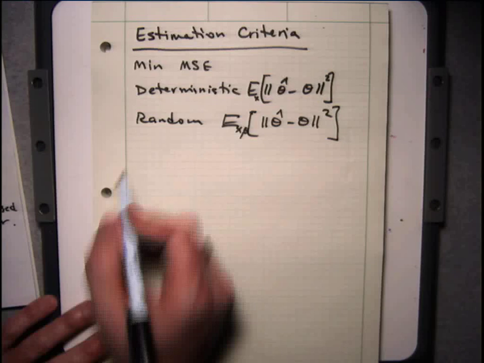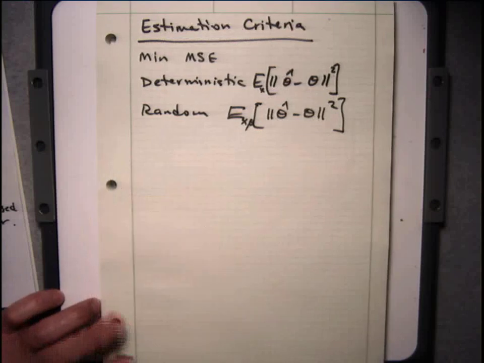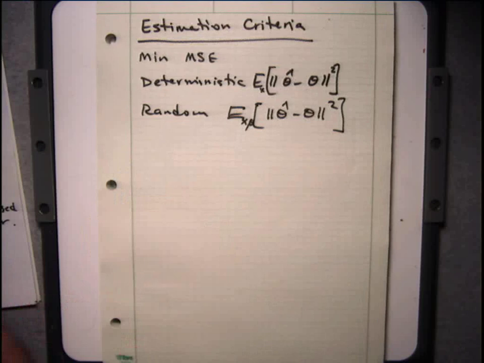So the question then was, is it possible to come up with estimators that minimize mean squared error? What we saw was that in the deterministic scenario, it was not always possible to come up with a minimum mean squared error estimator. Or if you did, they were not realizable in the sense that the estimator would depend on the value of the unknown parameter, which means that it's not practical.